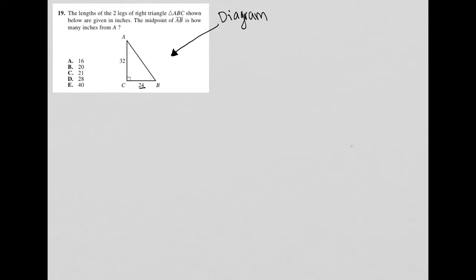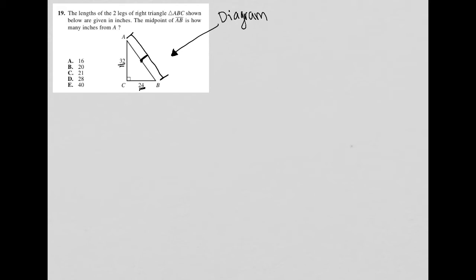So we see that, right? We see 24, we see 32. The midpoint of AB is how many inches from A? Well, the midpoint is roughly here. Don't know exactly where that is. But if I can figure out the length of AB, then I would know, right? Like the length from the midpoint to A is just half of that entire length.